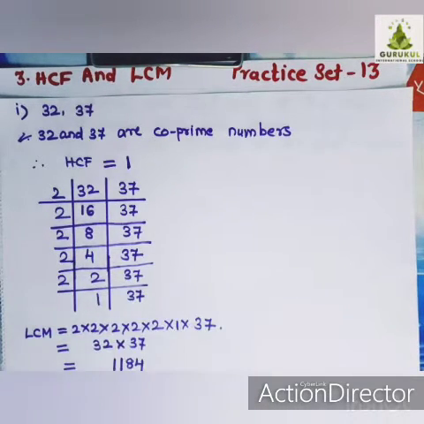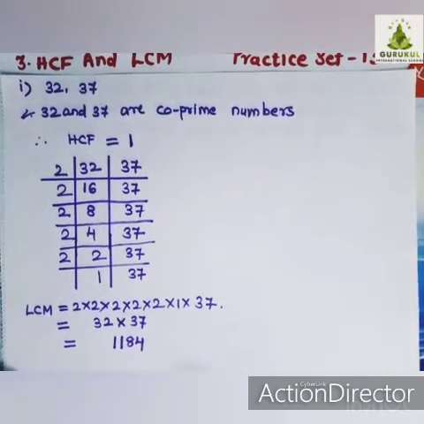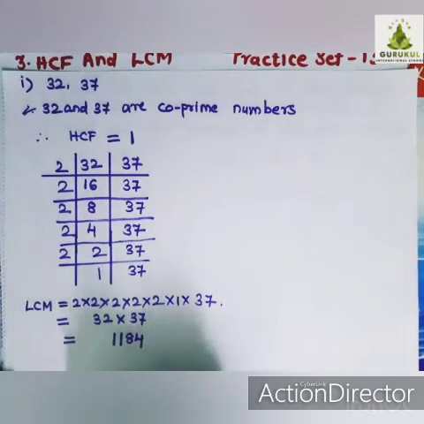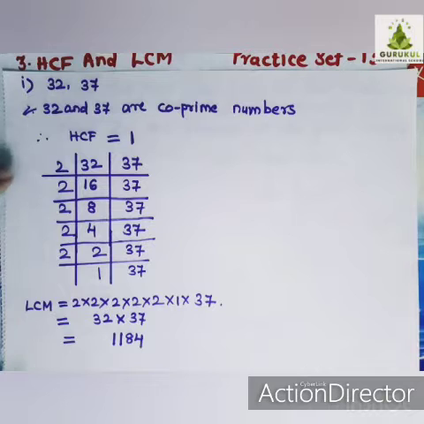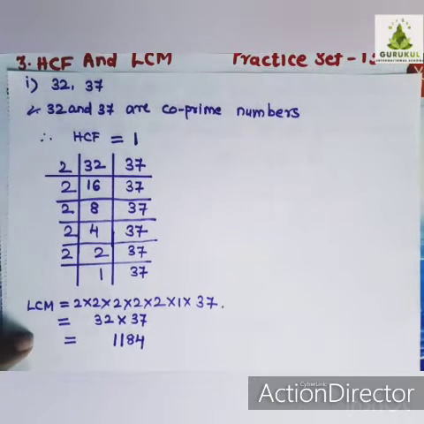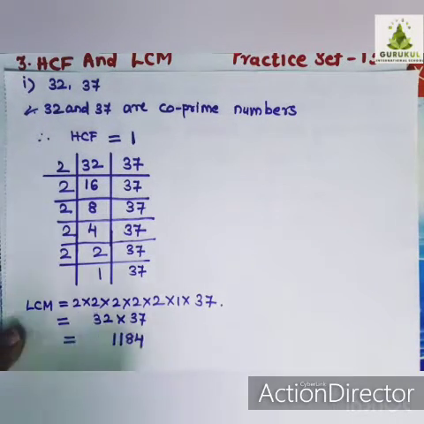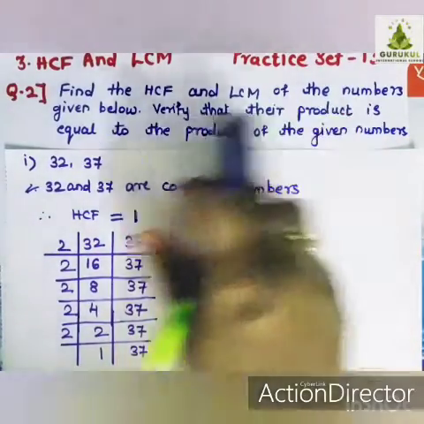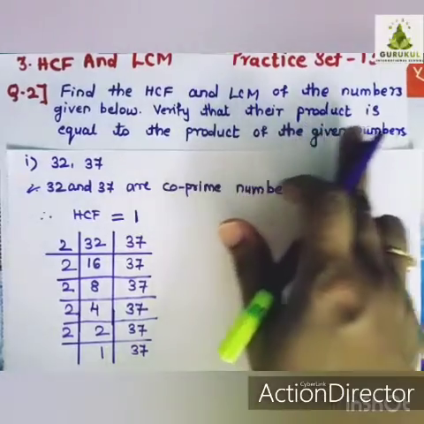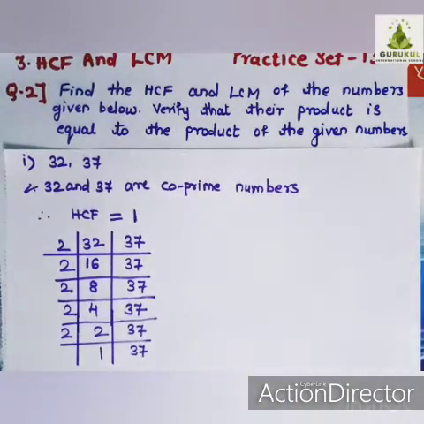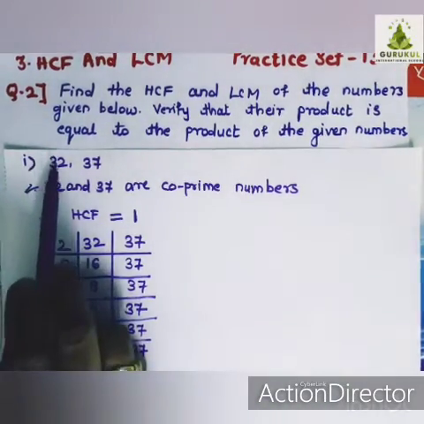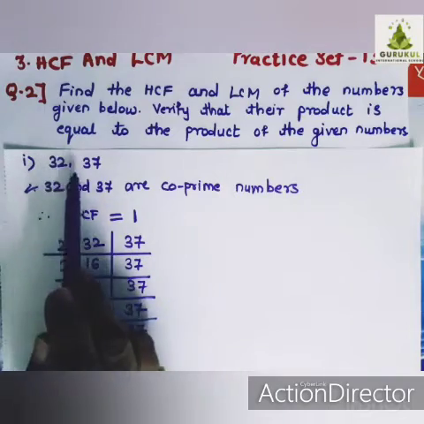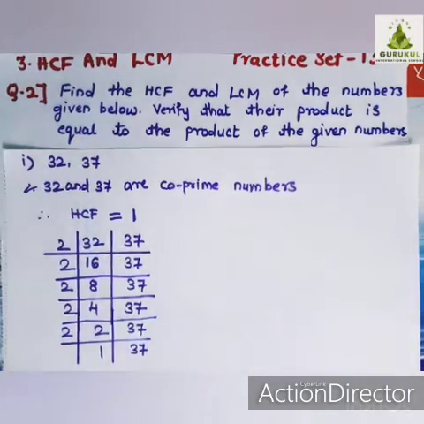1184. I have already calculated it. So I got this number, that is 1184. Now we have found the HCF. We have found the LCM. What is our question? We have to verify that their product is equal to the product of the given numbers. So, product of the given numbers means these two numbers. Its product should be equal to HCF into LCM.